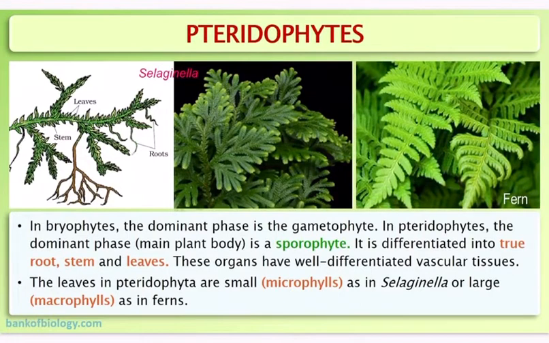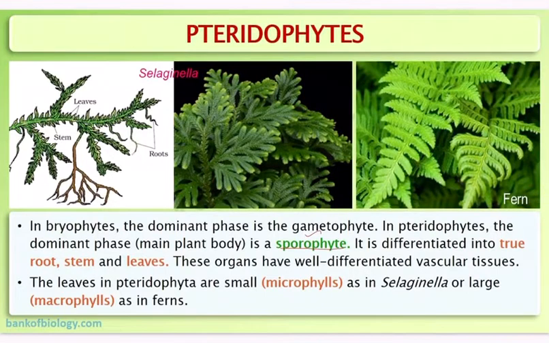Evolution-wise, they are the first land plants, first terrestrial plants to possess xylem and phloem. Just now I said vascular tissue. So the first land plants, pteridophytes. In bryophytes, the dominant phase is the gametophyte, as we discussed. In pteridophytes, the dominant phase, that is the main plant body, is sporophyte. You must remember this. In pteridophytes, the dominant phase is sporophyte. Sporophyte is a structure that bears sporangium, and the sporangia bear spores.